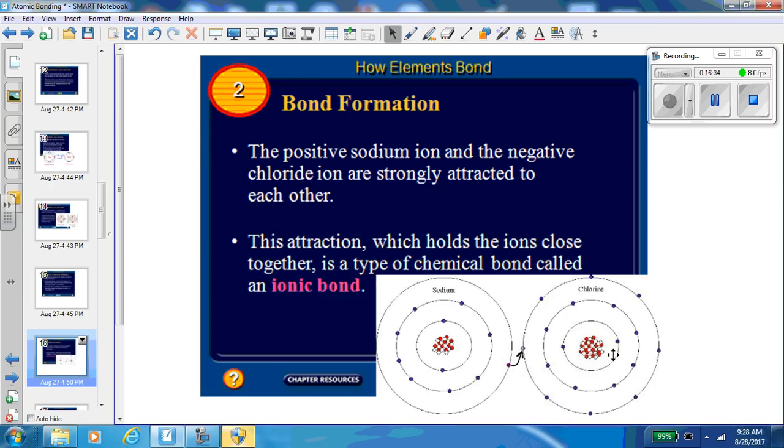Typically, ionic bonds are going to happen between a metal and a nonmetal. And if you look at your periodic table, you will see that sodium is a metal and chlorine is a nonmetal. So that's typically what happens with ionic bonds. They happen between metals and nonmetals.